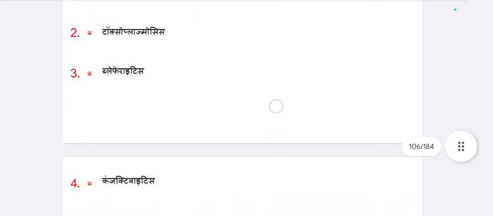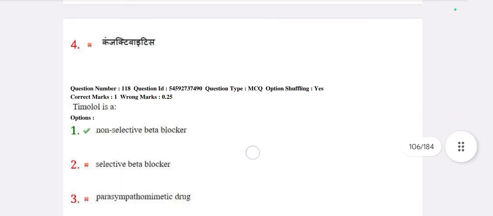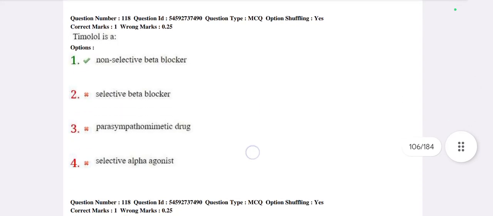Our next question is, timolol is a non-selective beta blocker, selective beta blocker, parasympathetic drug, selective alpha agonist. Correct answer is non-selective beta blocker.